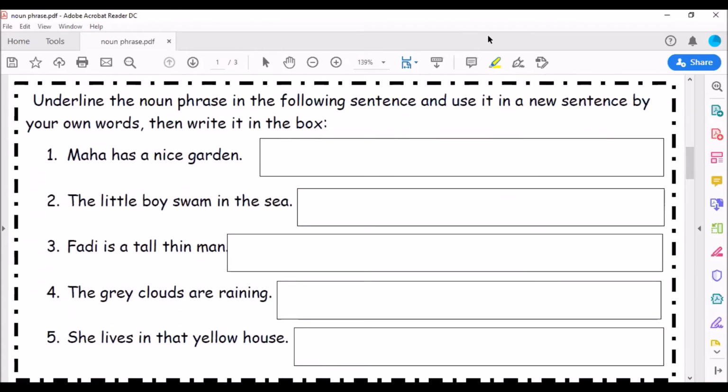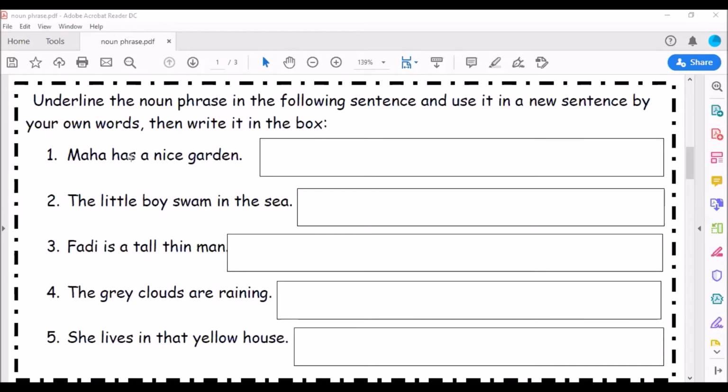Okay, let's have this. I'm gonna do this with you. Okay, so I'm gonna prepare myself to write. Okay, as usual, I'm gonna choose the red color. Done. Underline means make a line under the noun phrase in the following sentence and use it in a new sentence by your own words. Then write it in the box. So first, I have to make a line under the noun phrase, and then I'm gonna make this noun phrase again in a new sentence. Okay, so let's start making lines.